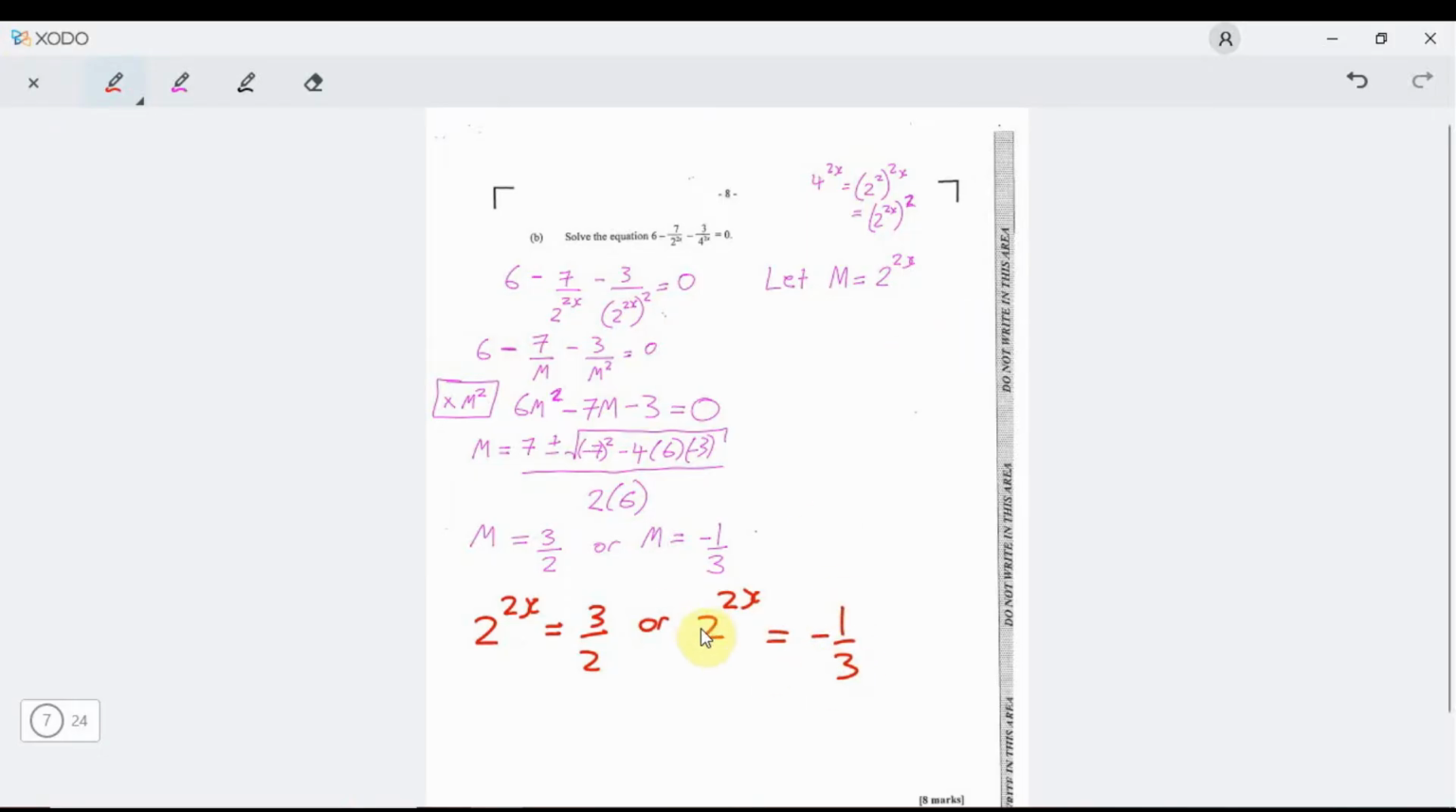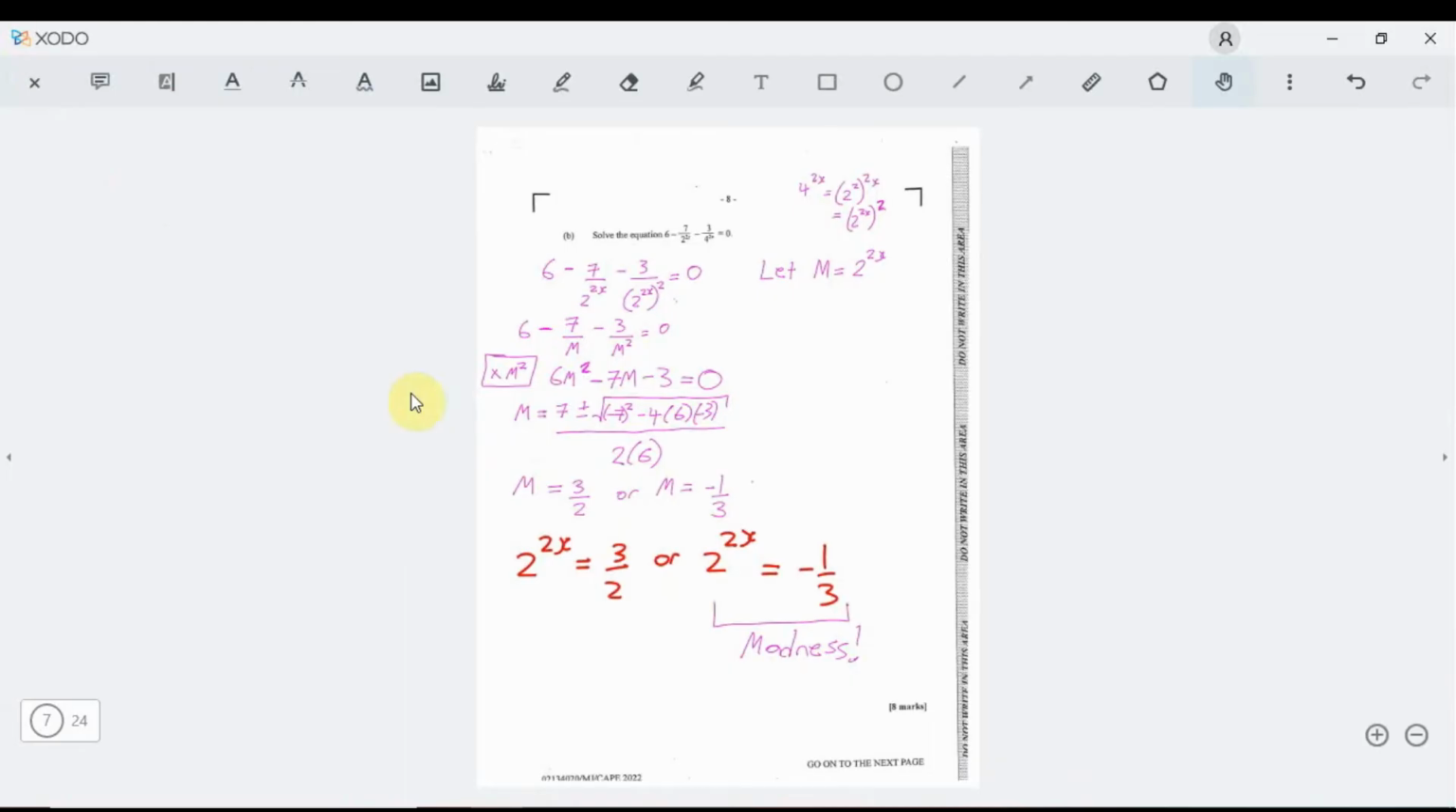But can you raise something to a power and get a negative answer? No. You cannot raise a number to a power and get a negative result. So we only need to look on this side. 2 to the 2x equals 3 over 2, and we need to solve for x.